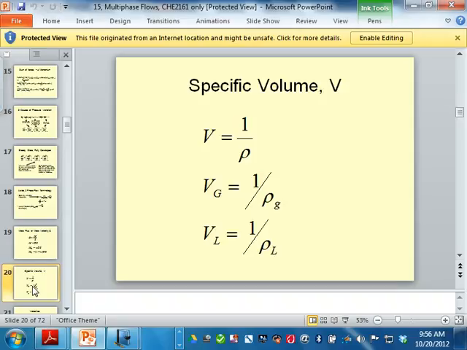Normally we use the small v, but I think they use the big V here. Never mind. Big V is the specific volume. So V of the gas is the specific volume of the gas, and V of the liquid is the specific volume of the liquid.